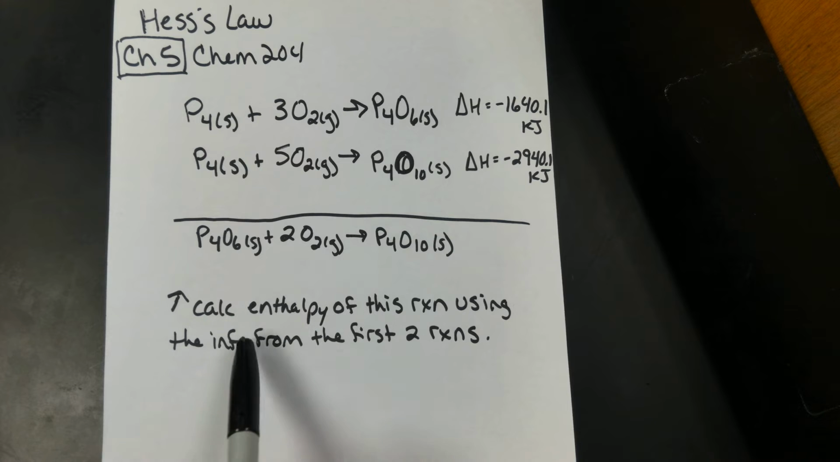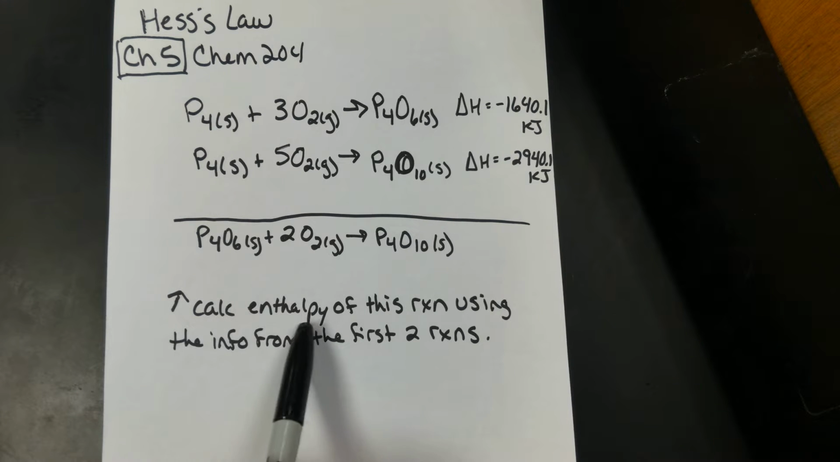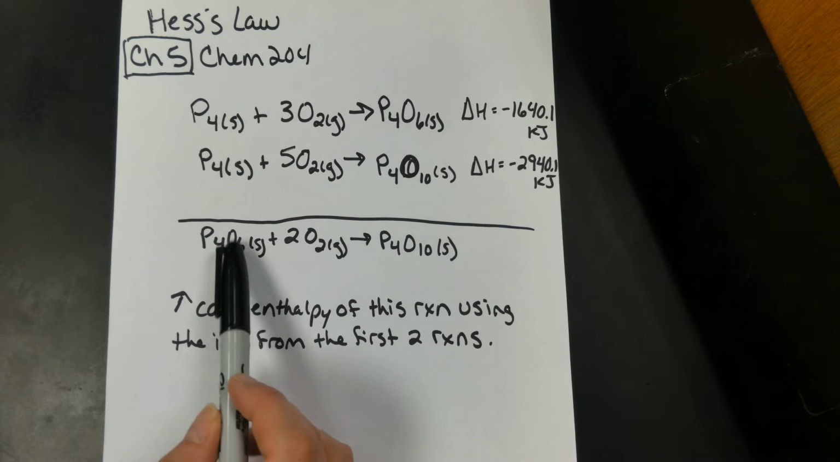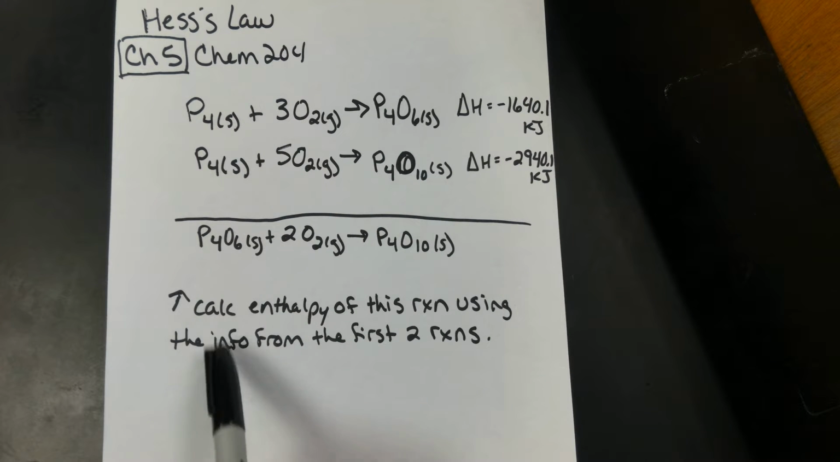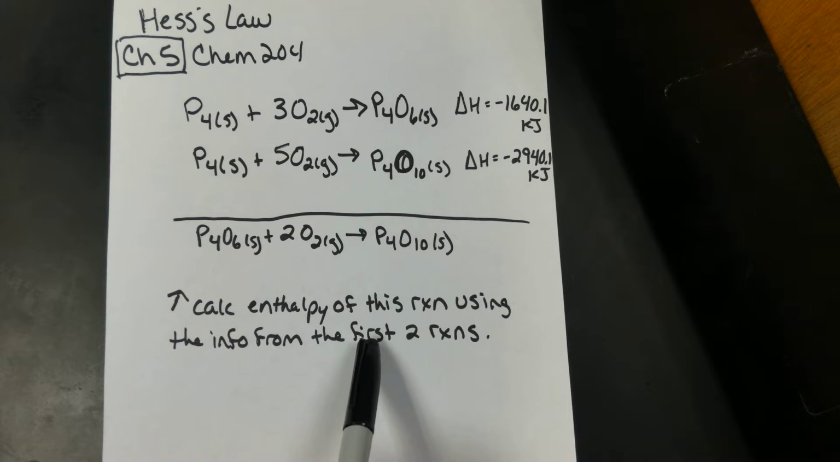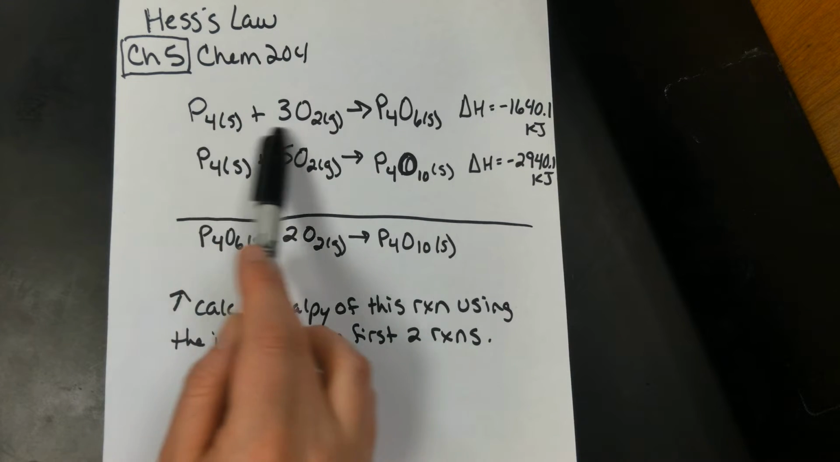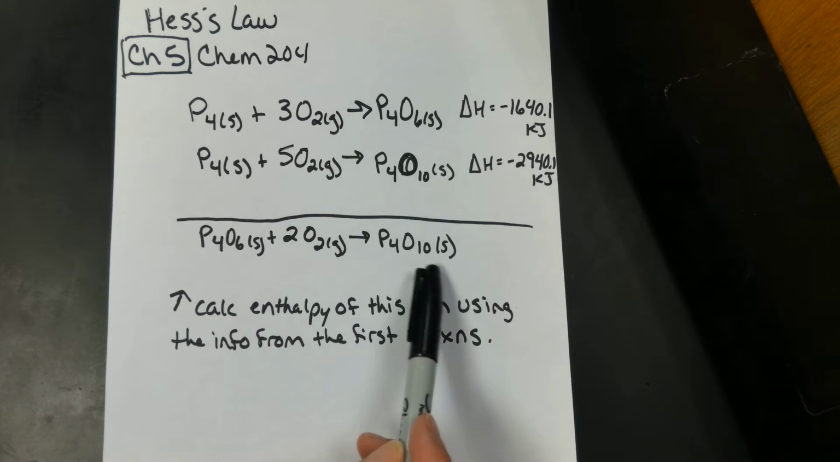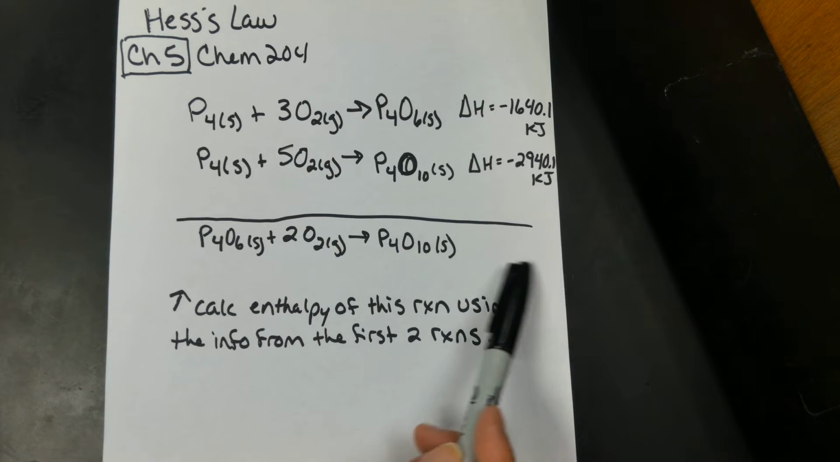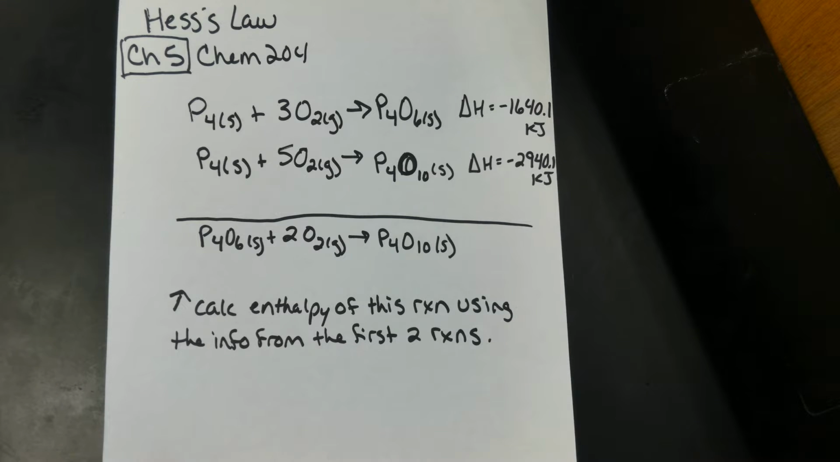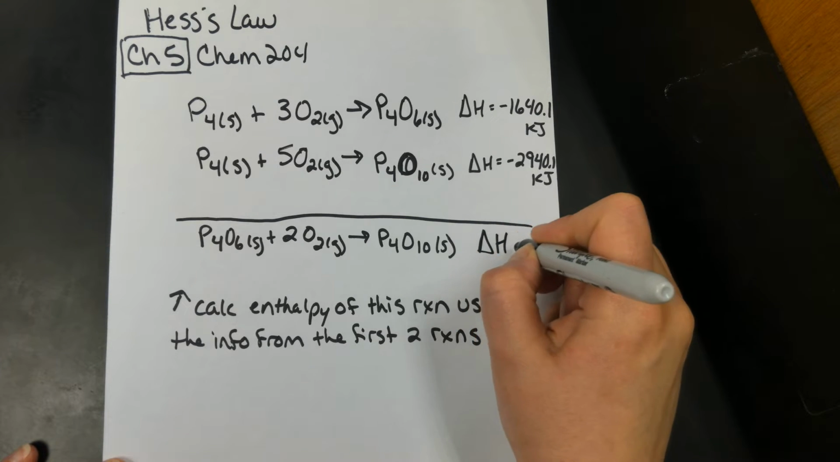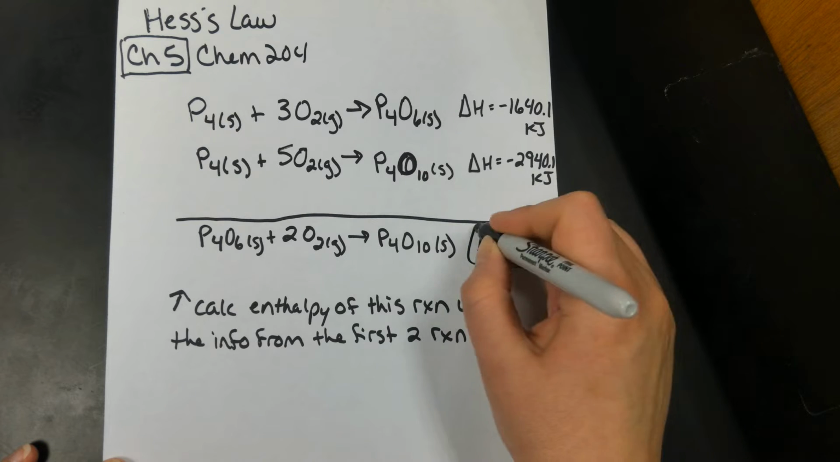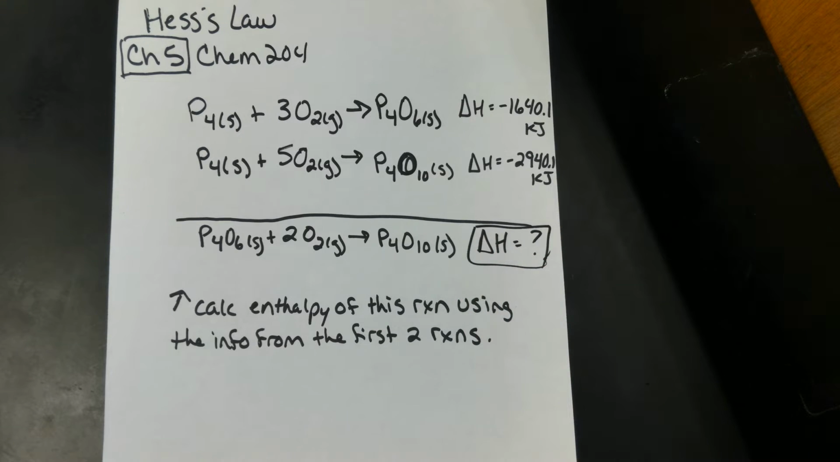So, what'll happen is you'll get a problem and it'll say calculate the enthalpy of this reaction, so it'll give you a reaction using information from the first two reactions or sometimes three reactions. So it'll give you a reaction with a known enthalpy, a reaction with a known enthalpy, and then it'll give you a third reaction or fourth reaction. It'll say what's the enthalpy here, right? So that's the question. What is the enthalpy of this reaction? That's essentially what we're going to be trying to find. That's the end game.